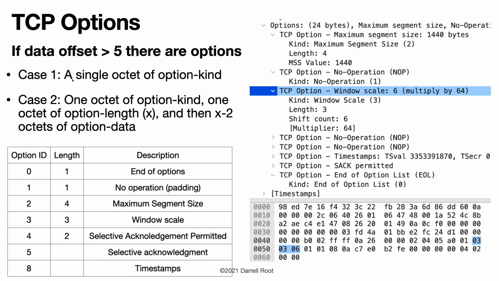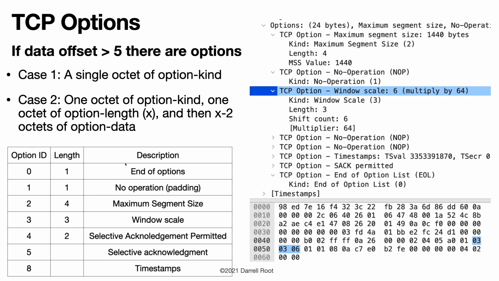You can have a single octet, which indicates the option, or you can have 1 octet indicating the option, 1 octet indicating the length, and then you can have your data. And the length in that case is the length of the entire option, including the 2 octets, the type and the length itself. So the data would be x minus 2.